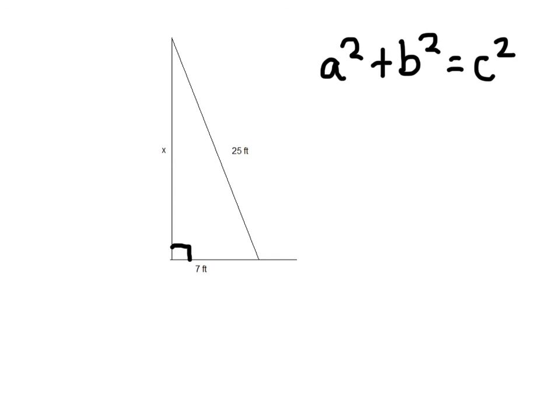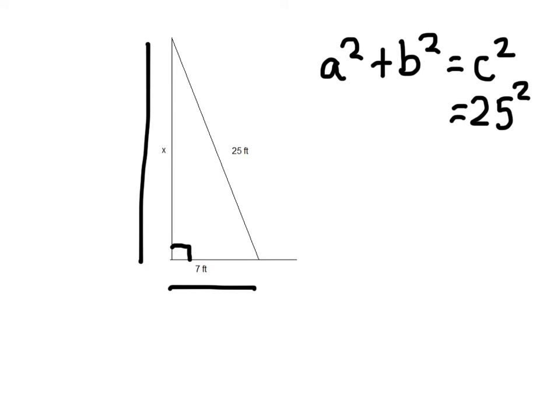All right, so these two sides would represent the two legs of the right triangle. 25 is the hypotenuse, so 25 goes in place of C. All right, and let's say that B represents x there. So we'll leave B alone. And let's say A is the 7.